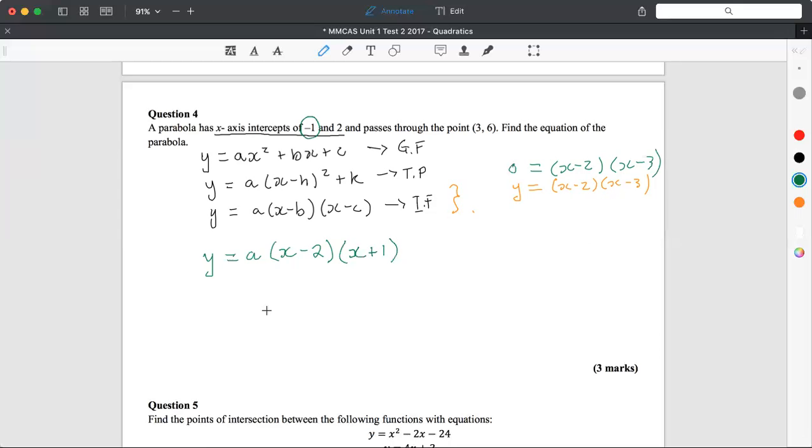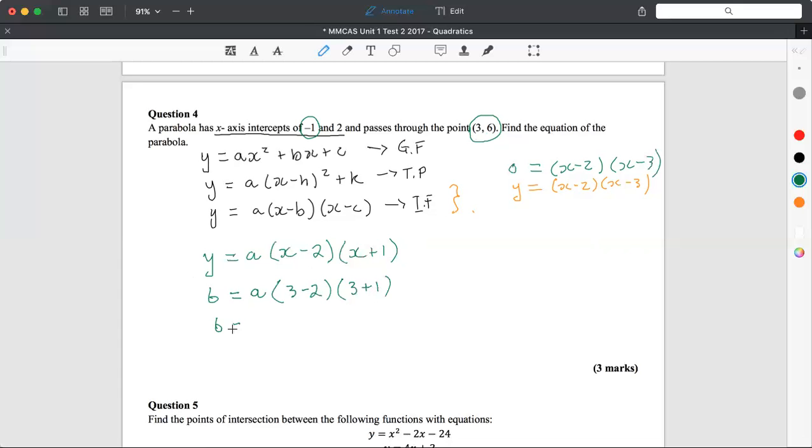Okay, now what we can say from here is, what is A? If we knew what A was, it'd be good to go. And this is where this information comes in. The point (3, 6) is on this line somewhere, depending on what A is. So wherever we see a y, we're going to substitute in 6, and wherever we see an x, we're going to substitute in 3, and then we're going to solve for A. So let's do that. We're going to get 6 equals A, which we don't know, which is what we're trying to find, times 3 minus 2 times 3 plus 1.